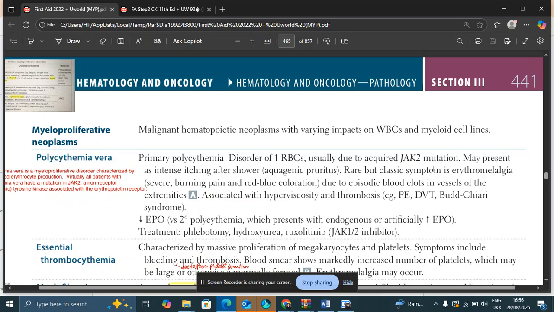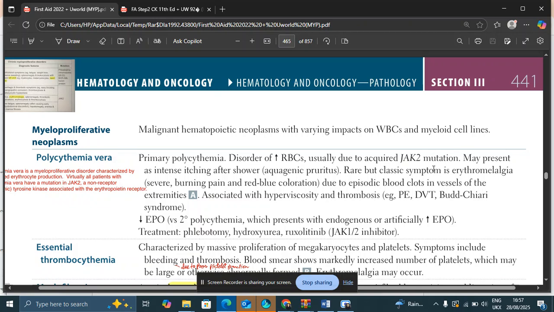Hyperviscosity leads to headache, dizziness, sometimes visual disturbances, or congestive heart failure. And because of excessive RBCs, increased hematocrit leads to facial plethora. Two important findings you should remember: aquagenic pruritus, meaning itching while taking a warm bath, is the classic finding.